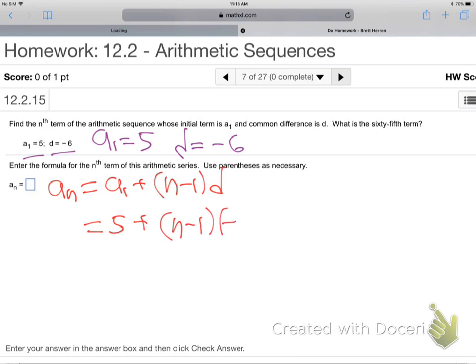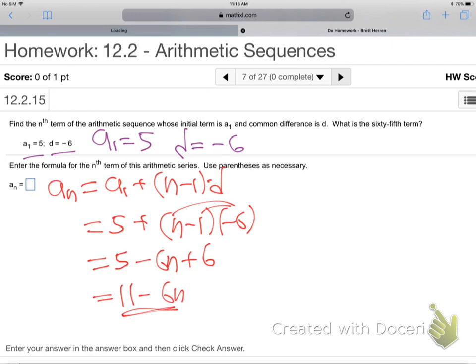What's D? D is negative 6. It's times the D out there, right? This is n minus 1 times D, so it's times negative 6. So it's 5 minus 6n plus 6. So is that 11 minus 6n? Did you get that formula?